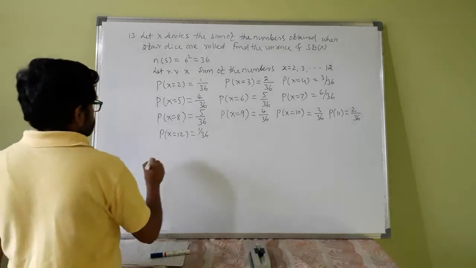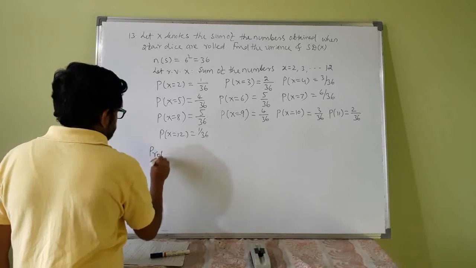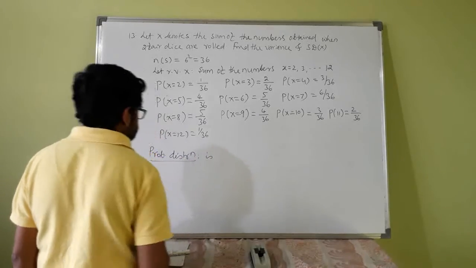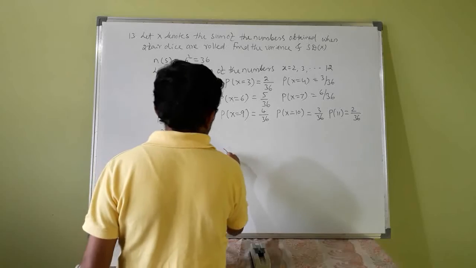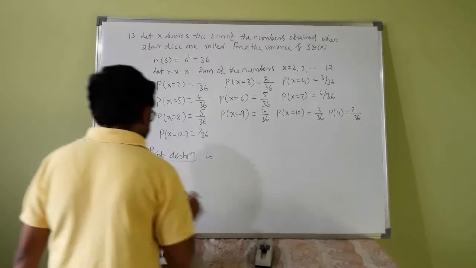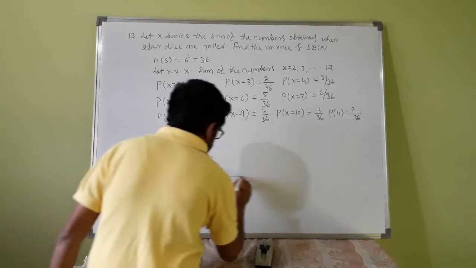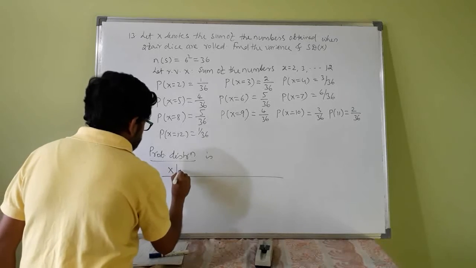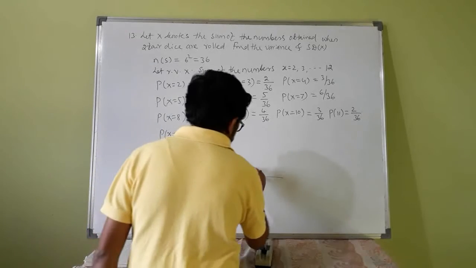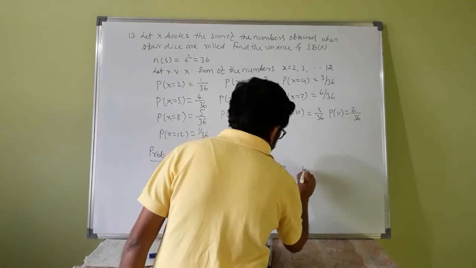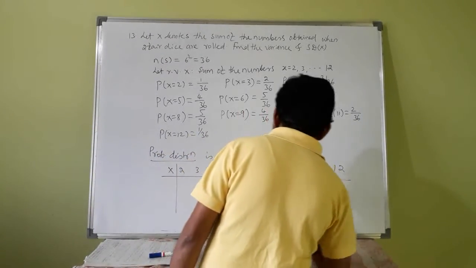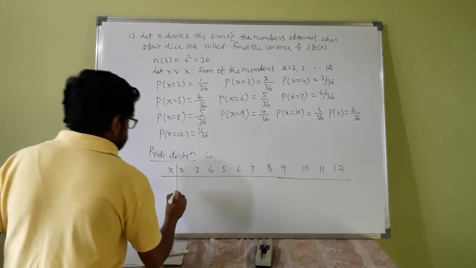Now, probability distribution. Probability distribution is x. No, it requires big space. X: 2, 3, 4, 6, 7, 9 and 12. Okay. So probability of now is 1 by 36.